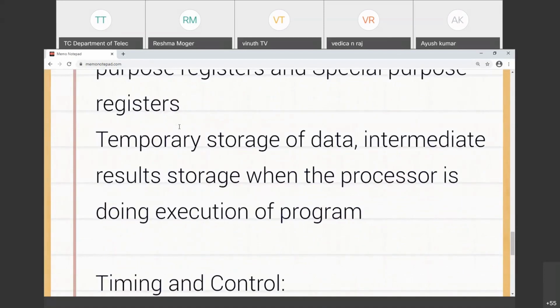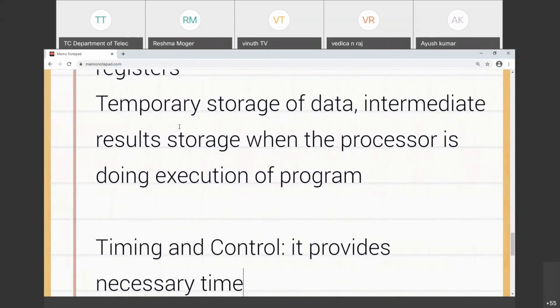Another important block is timing and control. Without that, nothing can happen. As I mentioned, the clock is the heart of the microcontroller. That's what the timing and control unit does. It provides the necessary time and control.